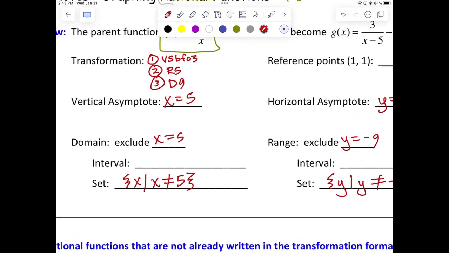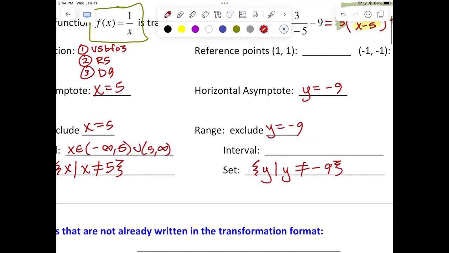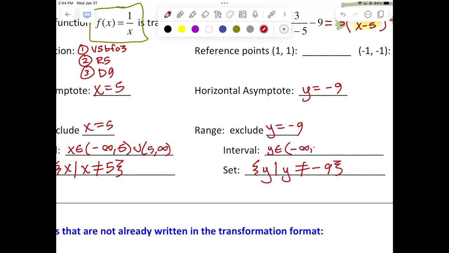Now, we can come back and write the interval notation for both of these. The interval notation for the domain is just x epsilon, negative infinity to 5, union 5 to infinity. We step over it, okay? We step over it like dog poop on a sidewalk, right? Poop on a pavement. For the range, we say y epsilon, negative infinity up to negative 9, step over negative 9 with parentheses, and then cruise to infinity.